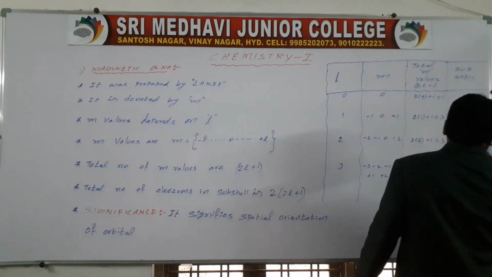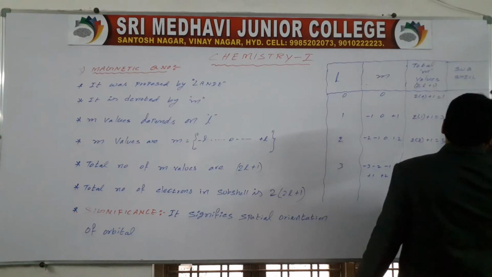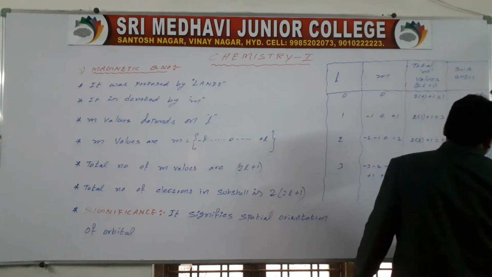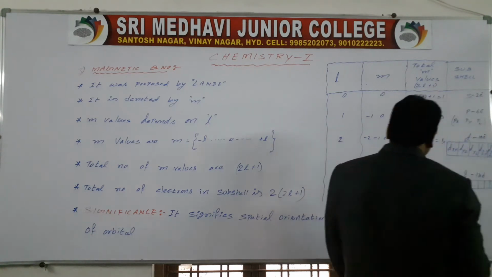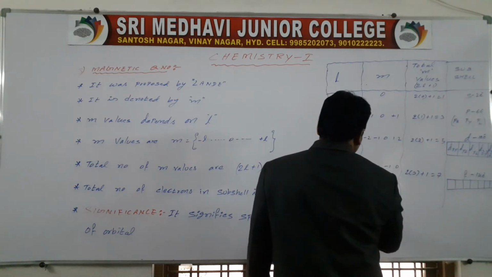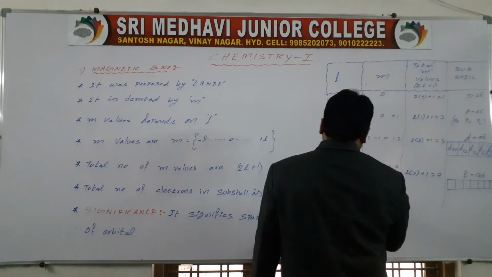Here 10 electrons can be accommodated, here 6 electrons, here 2 electrons, and here 14 electrons can be accommodated. This is the way.